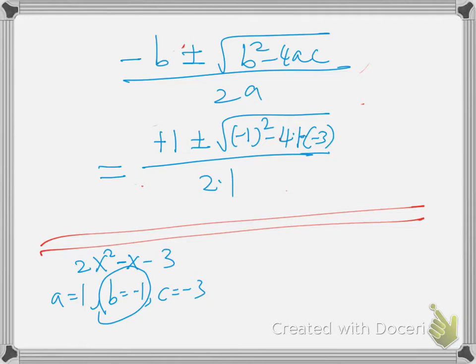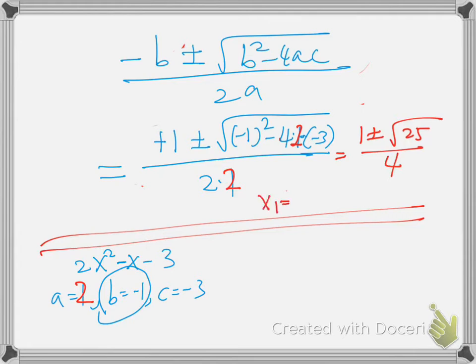Sorry, there is a mistake, right? A is 2. So here is 2, and this is 2. Okay, so now we have 1 plus minus. So what's this radicand? It is 1. This is 4 times 2, 8. 8 times 3, 24, plus 24, so it's 25, divided by 4.